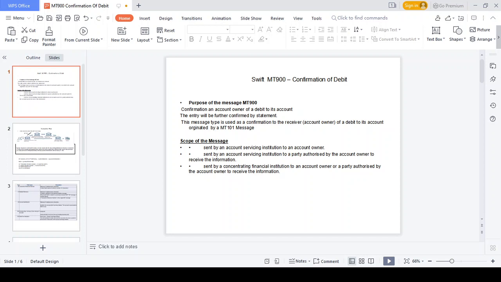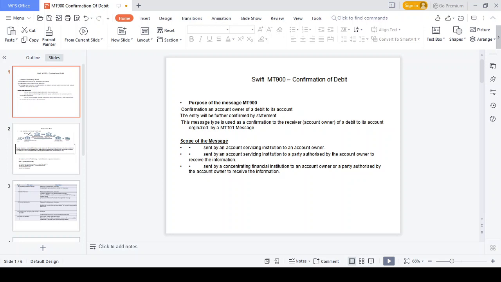Why do we generate the MT900? As I already said, the account owner needs to be aware of which account was debited and how much amount was debited. For that reason, we send the advice copy to the account owner. The entry happens right away, but the statement confirmation is generated based on EOD, mid-day, or whatever time slot is configured on the banking side. Based on the time slot, the statement is generated.